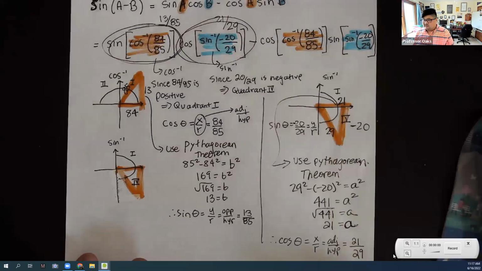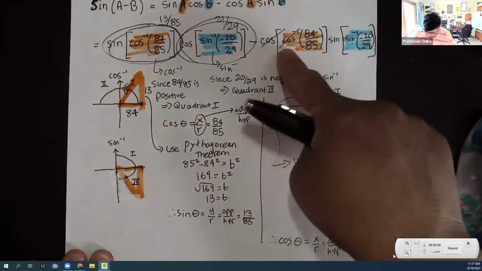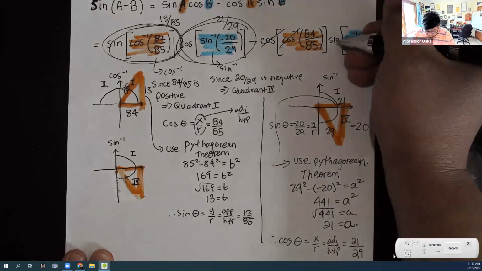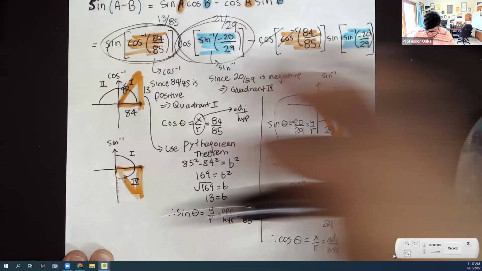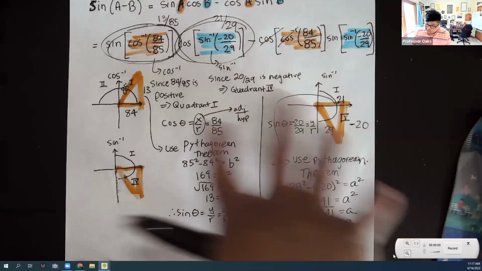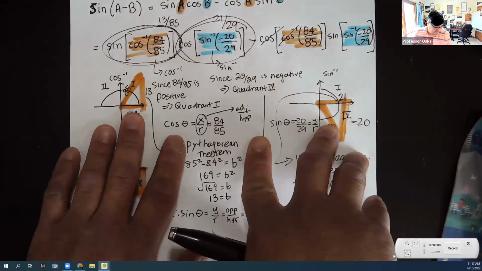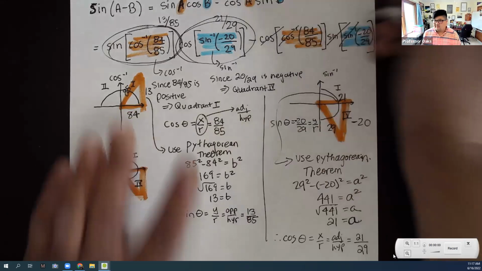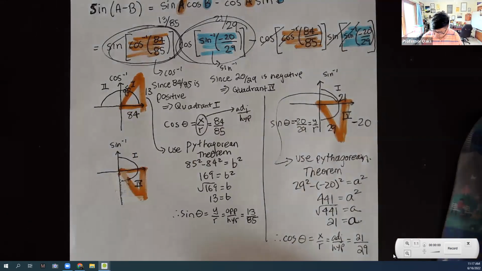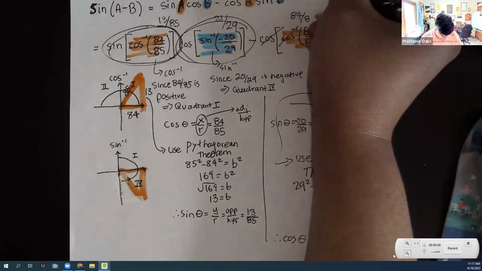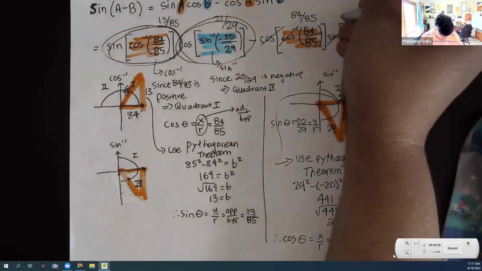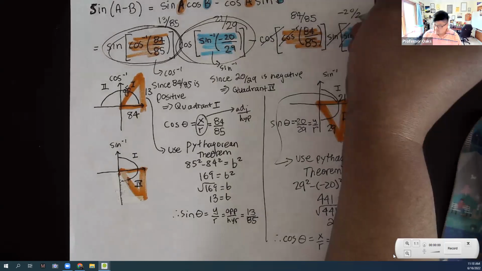And then cosine and cosine inverse cancel out as long as you're in the correct quadrants, which is why I made sure that we were in the correct quadrants before we started. And then sine and sine inverse cancel out again if you're in the correct quadrant. So this is 84 over 85. And this one right here is negative 20 over 29.